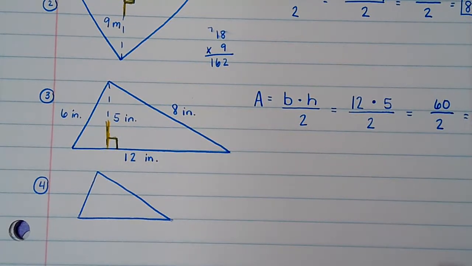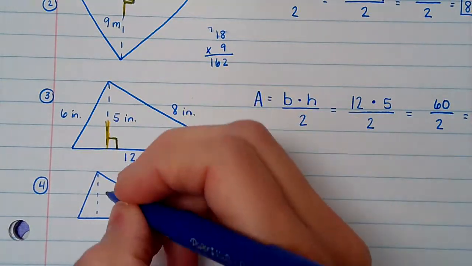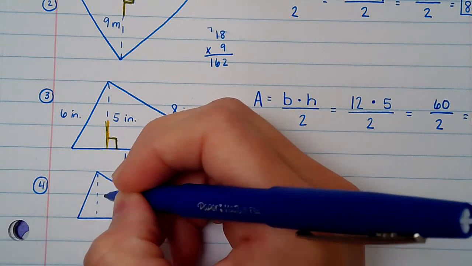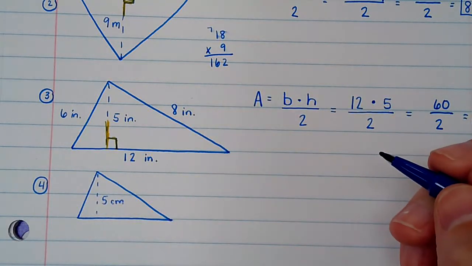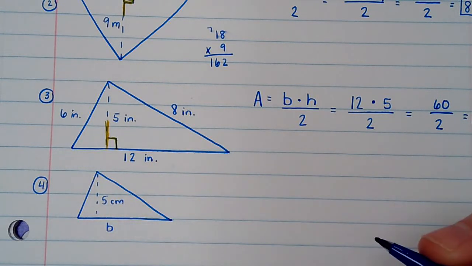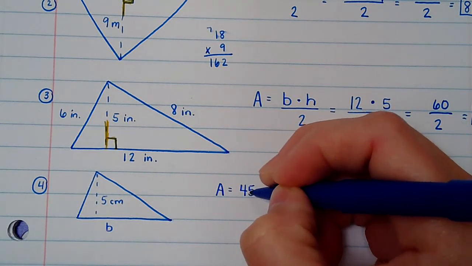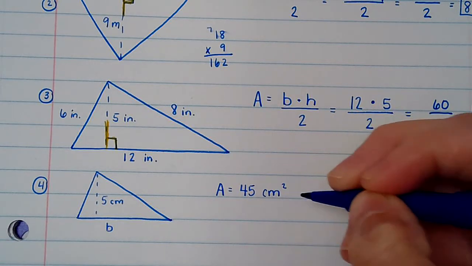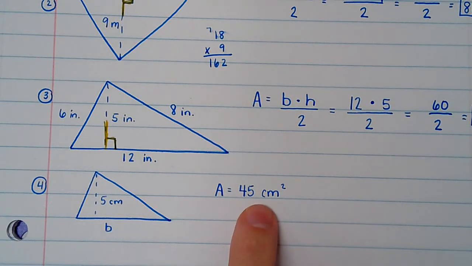All right, so let's say this one, they tell you that this is, we'll say 5 centimeters. And we're just going to label this as B. But then they're nice enough to tell you that, hey, your area actually equals 45 centimeters squared. So it's kind of backwards. They've told you the final answer, but you're missing one of your sides.